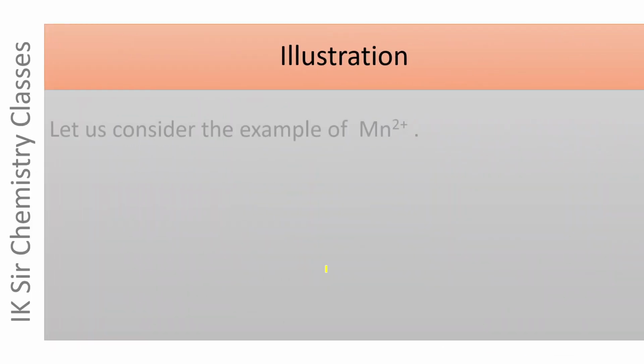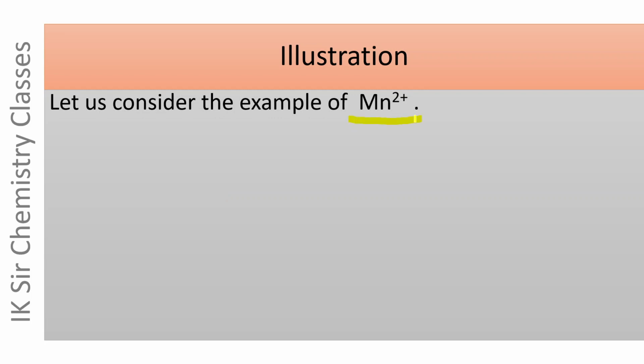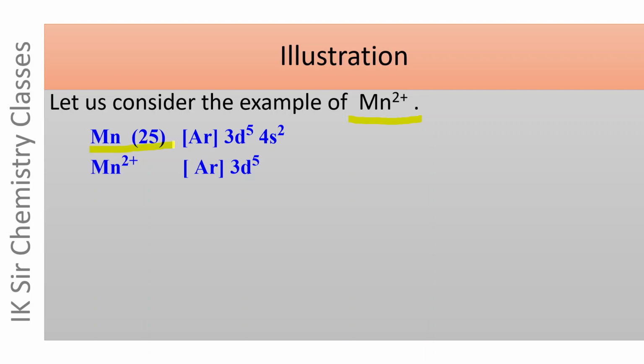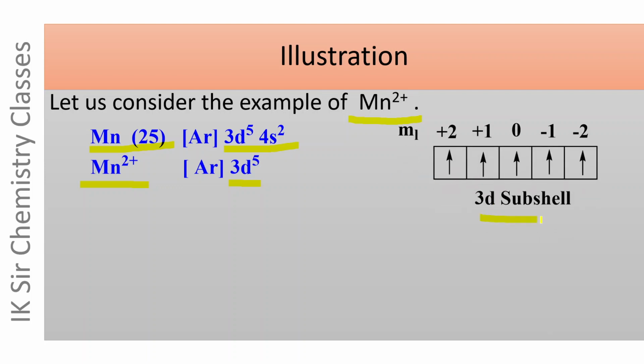Let us illustrate it taking the example of the Mn2+ ion. The atomic number of manganese is 25. Its valence shell electronic configuration is 3d5 4s2, and accordingly the valence electronic configuration of the Mn2+ ion will be 3d5. Its box diagram is shown here. This is the 3d subshell containing 5 electrons, and these 5 electrons fill up the d subshell one by one in accordance with Hund's rule, and thus there are 5 unpaired electrons in the Mn2+ ion. The Mn2+ ion contains an odd number of unpaired electrons.